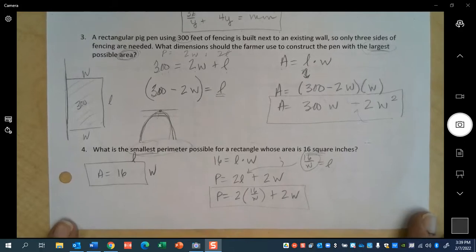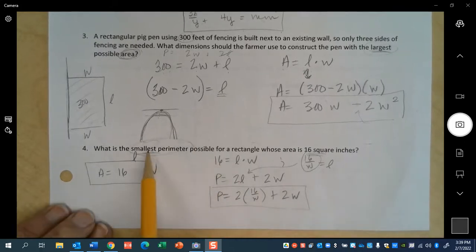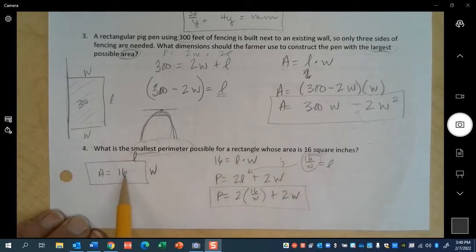Number 4, what is the smallest perimeter? So I'm going to look for the minimum for a rectangle whose area is 16 square inches. So I know I have this rectangle, and I know that length times width is equal to 16. That's my one equation.